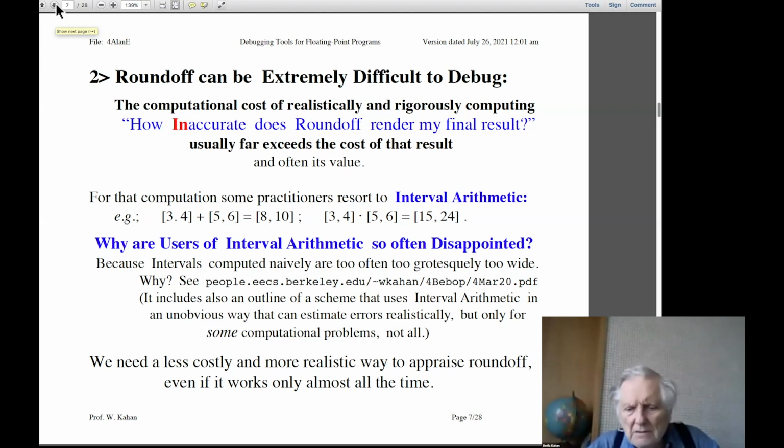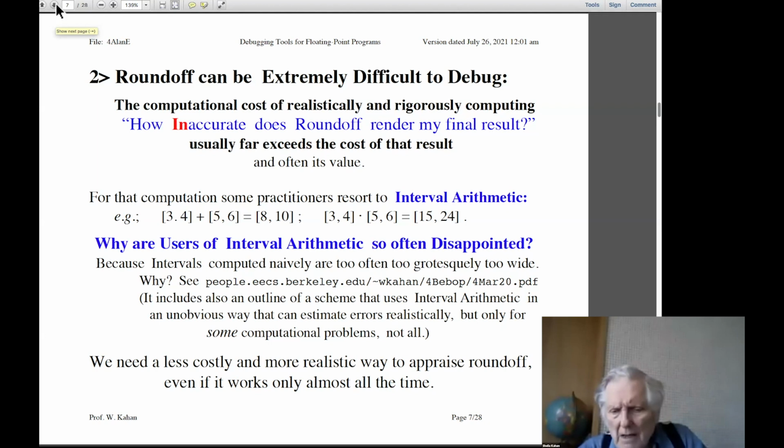Interval arithmetic, you represent every variable by an interval that contains the true value of that variable. And then if you combine two variables in an arithmetic operation, well, then the result of that arithmetic operation is something that must include all the possible values that you get from these two interval variables.